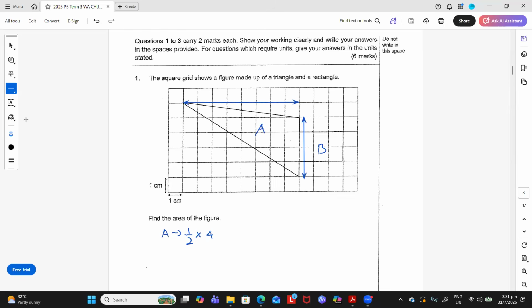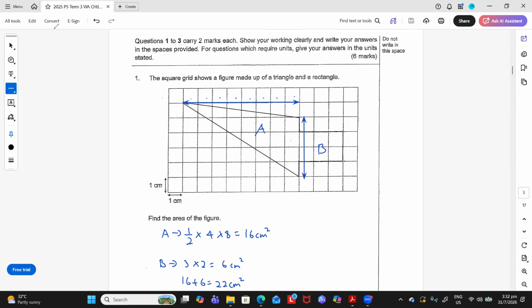It stops here. So this would be 8 units. 1, 2, 3, 4, 5, 6, 7, 8. So half times 4 times 8 will give you 16 cm squared. Then figure B is a rectangle. It's just 3 units times 2 units, which is 6 cm squared. So total will be 16 plus 6. That will give you 22 cm squared.